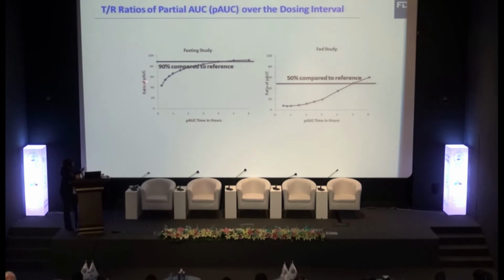So the partial AUC against the time. And for the fasting study, we see that by 4 hours, at least 90% is comparable to the reference. The test is comparable to the reference. But if you look at the FED study, even at 5 hours, it's just reaching 50% of the reference. And at 6 hours, maybe 60 or whatever percent. So maybe about 60% of the reference.